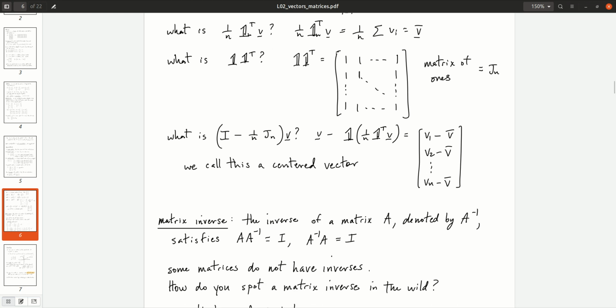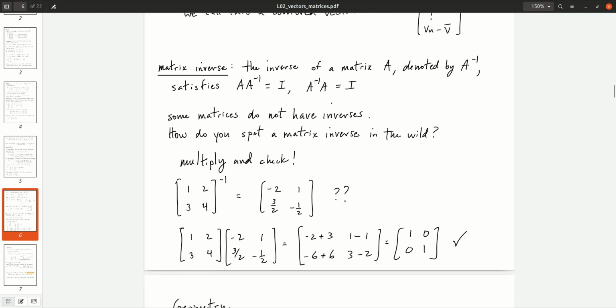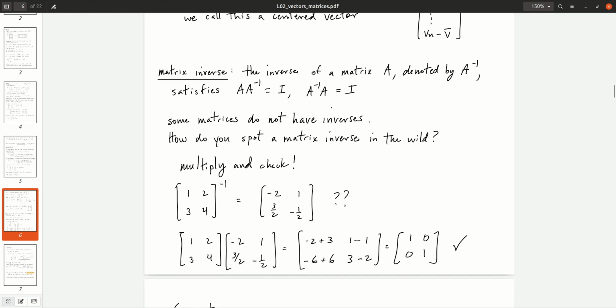And lastly, we'll define the matrix inverse. The inverse of a matrix A, we denote by A with a -1 superscript. It's a matrix that satisfies the following equation. If you do matrix multiplication A times A inverse and get the identity matrix, or if you do A inverse times A and get the identity matrix, then we say that A superscript -1 is the inverse of A.